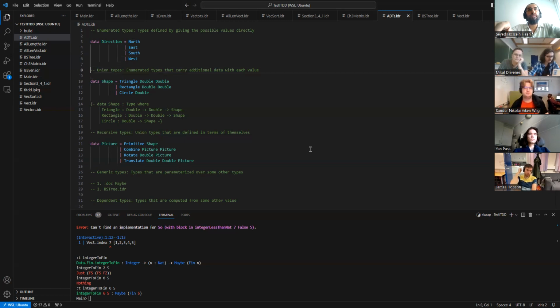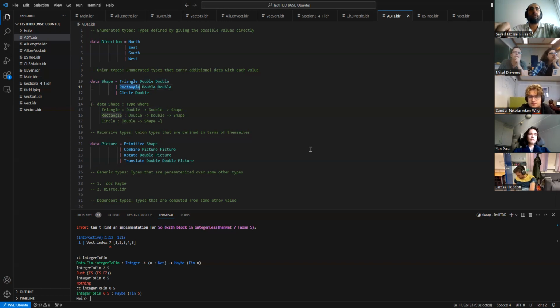Now, there are also union types, which are only slightly different, because in addition to the labels of each of the values, there is also additional data that they carry around. So, for example, if I'm about to have a data type for shapes, a triangle usually has a base and also, what's that called? Height. The height, yes, the height.